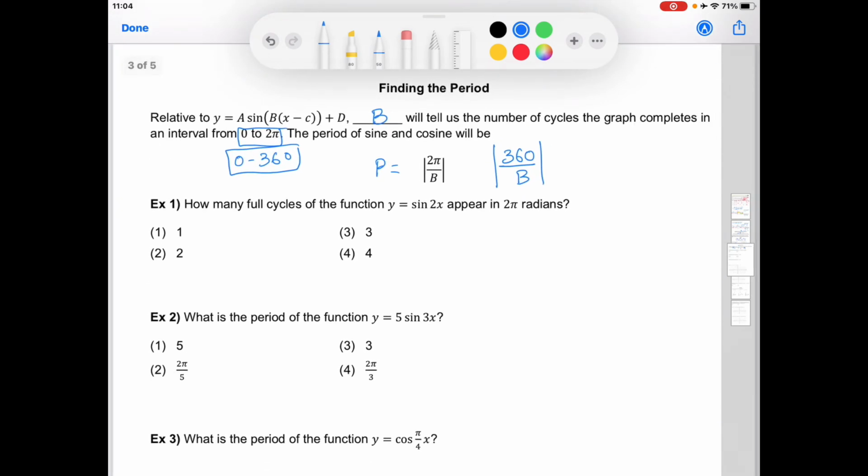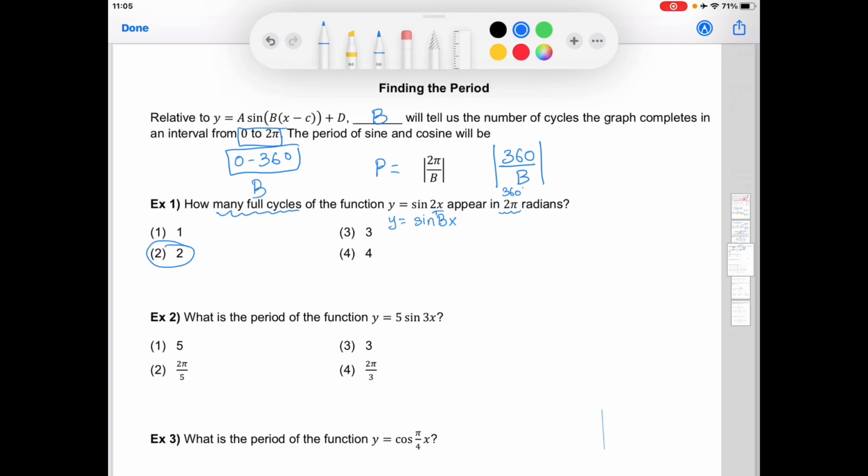Okay, so let's do this. How many full cycles of the function y equals sine 2x appear in 2 pi radians? How many full cycles means I'm looking for my B. Again, convert that. So in 360 degrees, how many cycles am I completing? If I compare, what's in place of B? It is 2. So I'm going to complete 2 cycles.